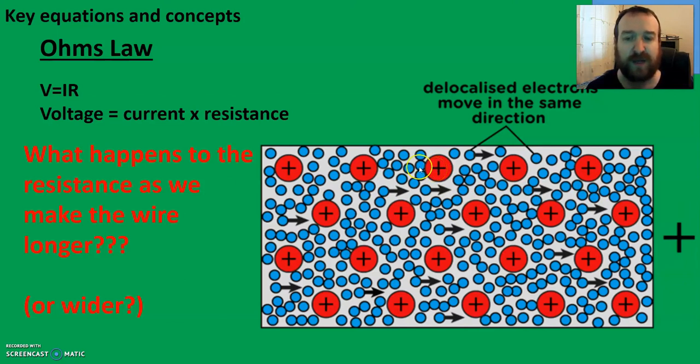So what's going to happen if I make this piece of wire longer? Will there be more collisions or fewer collisions? Is it going to be harder for the electrons to travel all the way through, or easier? I want you to think about that, and about what's going to happen to the resistance if we make that wire longer. It's a good point to maybe jot down a prediction.